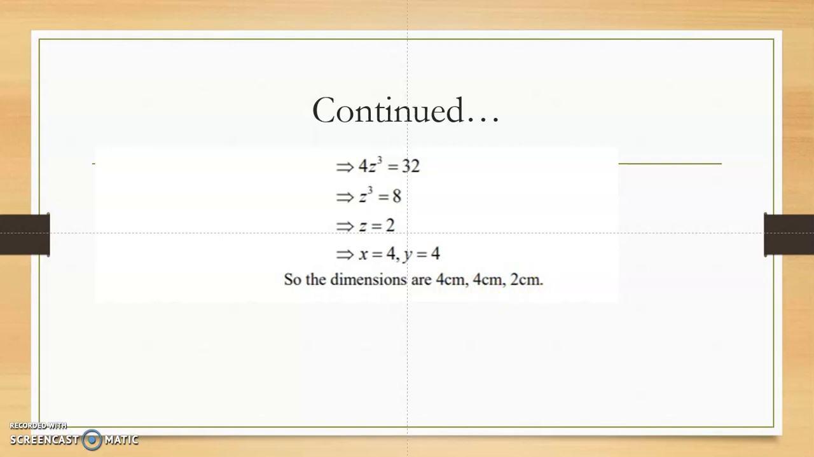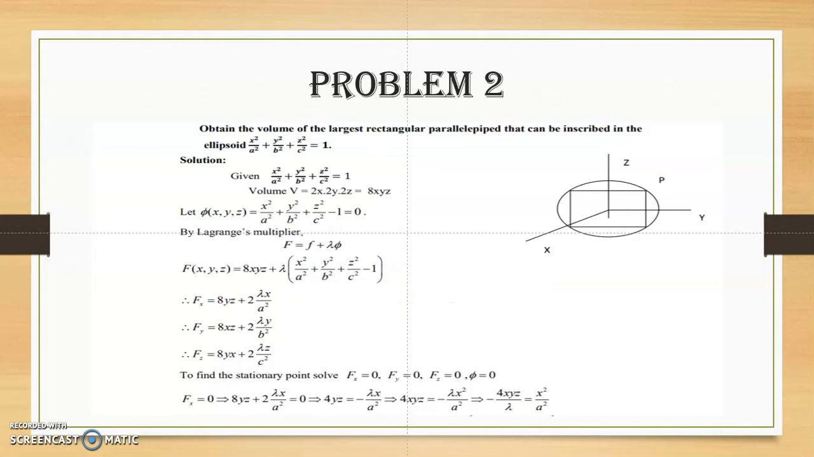Next, we are going to see the next problem. Problem number 2. Obtain the volume of the largest rectangular parallelepiped that can be inscribed in an ellipsoid. The ellipsoid equation is given: x square by a square plus y square by b square plus z square by c square is equal to 1.